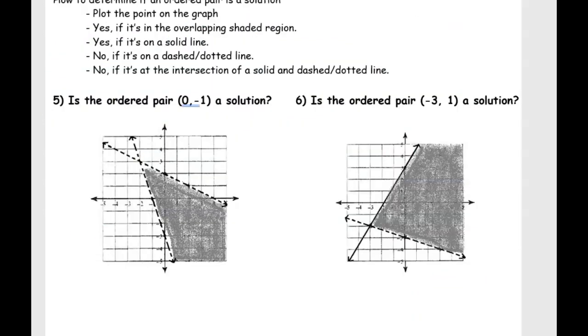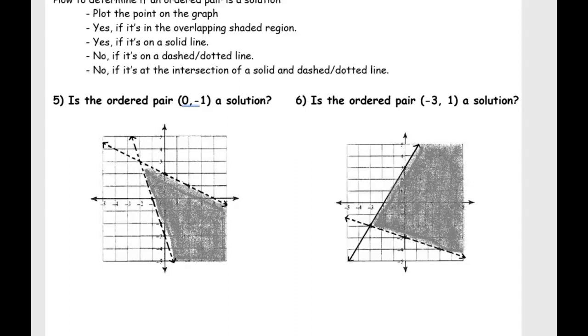All right, so if we want to see if an ordered pair is a solution, we just want to plot the point on the graph. If it's in the overlapping shaded region, it's yes. If it's on a solid line that's in that region, it's a yes. But if it's on a dashed or dotted line in that region, it's a no. And it's also a no if it's at the intersection of a solid and dashed line or dotted line.